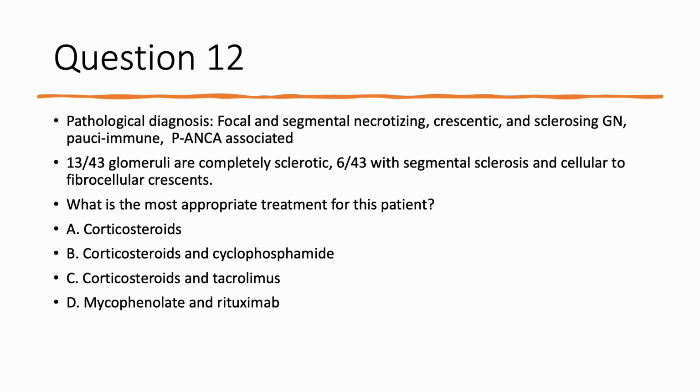13 out of 43 glomeruli were completely sclerosed. 6 out of 43 had segmental sclerosis, with some having cellular, some fibrocellular crescents, really squeezing the glomerulus. So if you don't treat right away, this patient is going to end up on dialysis, and quickly. Moreover, she has hemoptysis, so if you don't do something, she will die of massive hemoptysis.